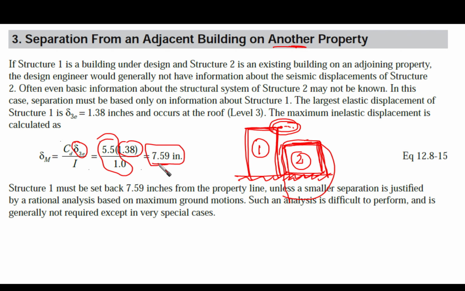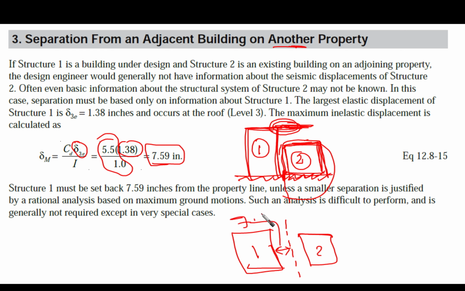Now there is no square root of sum of squares, because we do not know anything about this building. So put it aside, and you just obtain the maximum inelastic displacement of structure 1. Structure 1 must be placed 7.59 inches away from the property line. If we have the property line here, in this plan view, with structure 1 here, this distance is supposed to be 7.59.